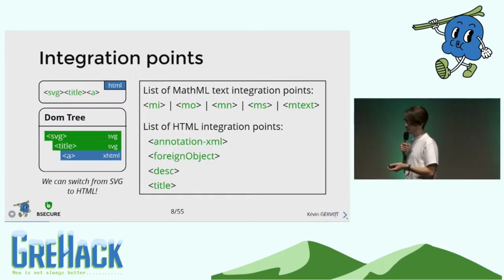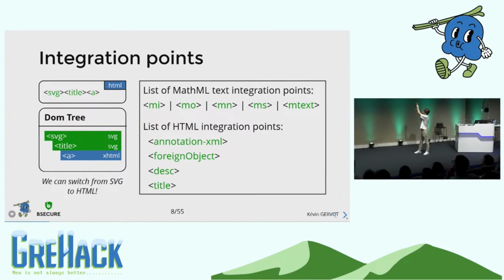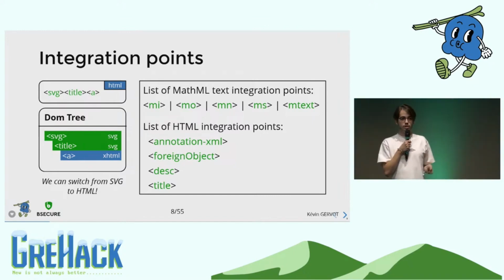Additionally to this, there are the integration points. There are two kinds of them. You don't need to remember everything that is written on the right, but you only need to see that there is the HTML text integration point and the HTML integration point, which aims to provide a way to switch from the SVG or MathML namespace back to the HTML one.